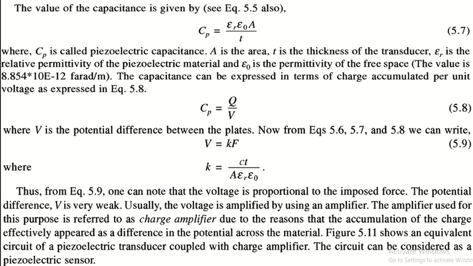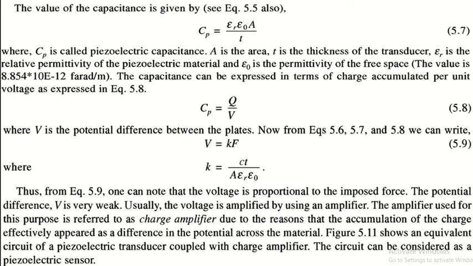Thus, from this equation, it can be noted that voltage is proportional to the imposed force, that is, how much force is applied on the piezoelectric material, so the same proportion of charge can be generated. The potential difference V is very weak. Usually the voltage is amplified by using an amplifier. We have earlier studied that with some transducers we have to use signal conditioning devices. Here the same signal conditioning device is referred to as an amplifier. The amplifier used for this purpose is referred to as a charge amplifier, because the accumulation of charge effectively appears as a difference in the potential across the material.